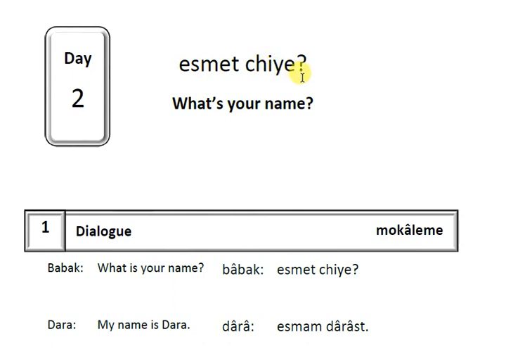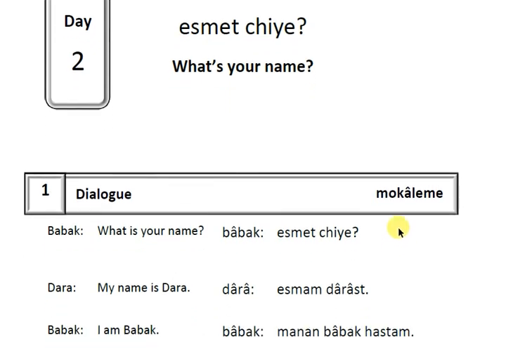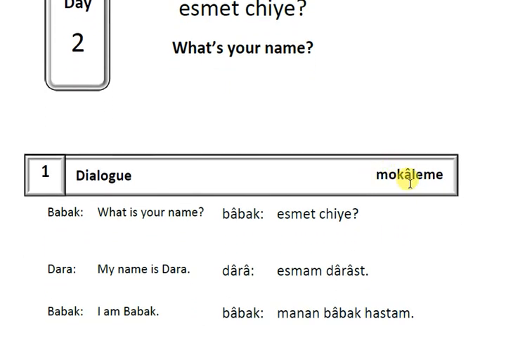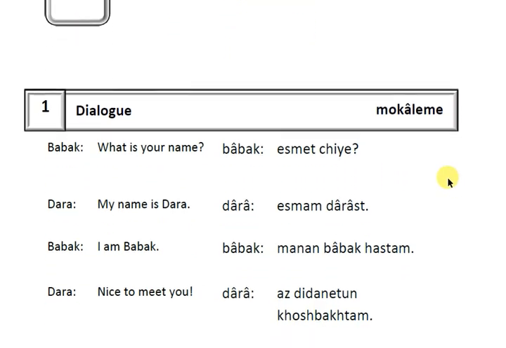اسمت چیه؟ مکالمه. مکالمه means a conversation. بابک. دارا. These two are common names for boys in Iran.